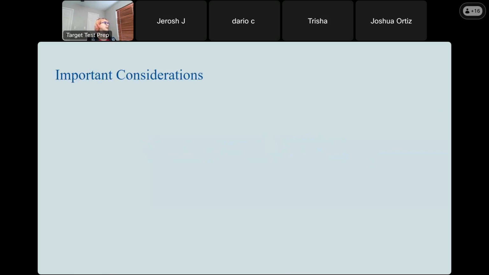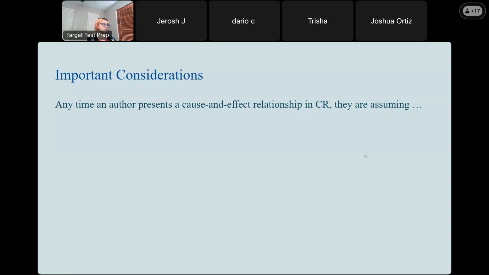Let's get started. Here are some important considerations to keep in mind when you run into a cause and effect relationship on the GMAT. Anytime an author presents a cause and effect relationship in critical reasoning, they are assuming that the cause and effect relationship is actually correct. That seems very obvious, but I just like to say it to make sure that we are all on the same page. Because anything that they write, they assume it's correct. Like they think that their premises lead to their conclusion. It is our job to poke holes in that.